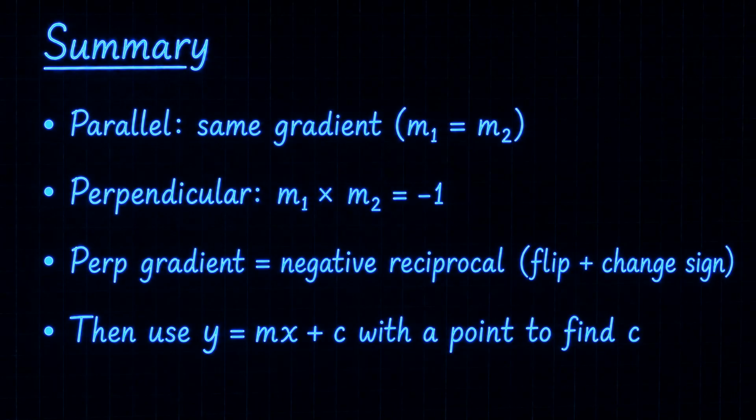Quick recap. Parallel lines have the same gradient. Perpendicular gradients multiply to -1. To get a perpendicular gradient, flip the fraction and change the sign, the negative reciprocal. Then pop in a point with y equals mx plus c to find the intercept.